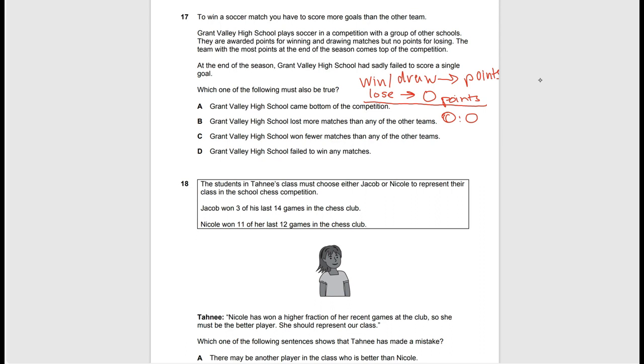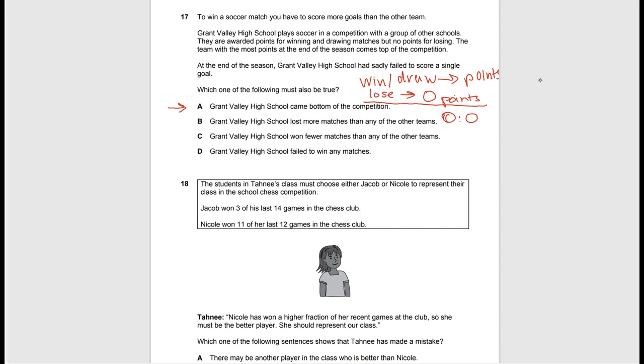Which one of the following must also be true? A: Grant Valley High School came bottom of the competition. Now this we don't know, because even though they scored 0 goals, they may have still gotten points for drawing 0-0 with another team. So they may not have been at the bottom. We don't know. Could be A. Let's draw an arrow. It could be A.